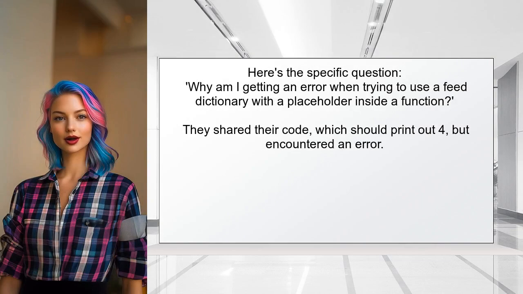Let's dive into the specific question at hand. One user asked, "Why am I getting an error when trying to use a feed dictionary with a placeholder inside a function?" They shared their code, which should simply print out the number 4, but instead they encountered an error. Sound familiar? Let's explore this together.